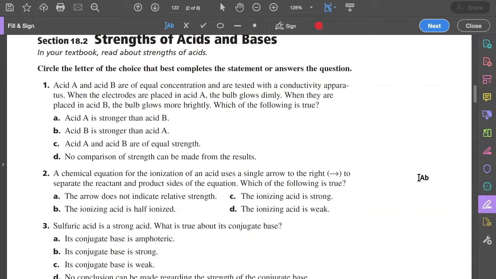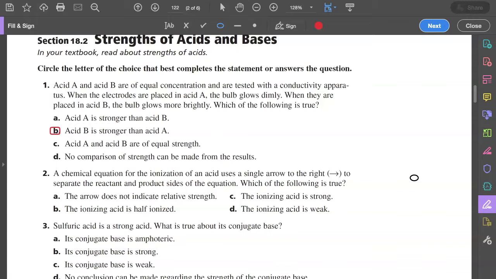Is it acid A is stronger than acid B, acid B is stronger than acid A, acid A and acid B are of equal strength, or no comparison of strength can be made from these results? The answer is acid B is stronger than acid A. Remember, we said that strong acids will dissociate better and give more electrolytes in solution, so therefore that's why the bulb glows more brightly. A chemical equation for the ionization of an acid uses a single arrow to the right to separate the reactant and product sides of the equation.